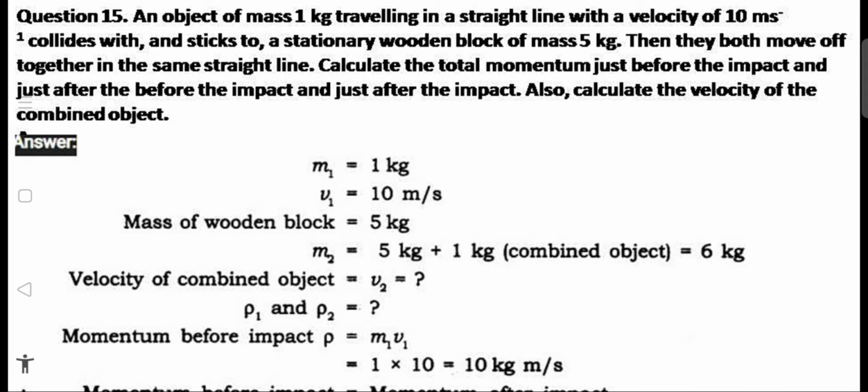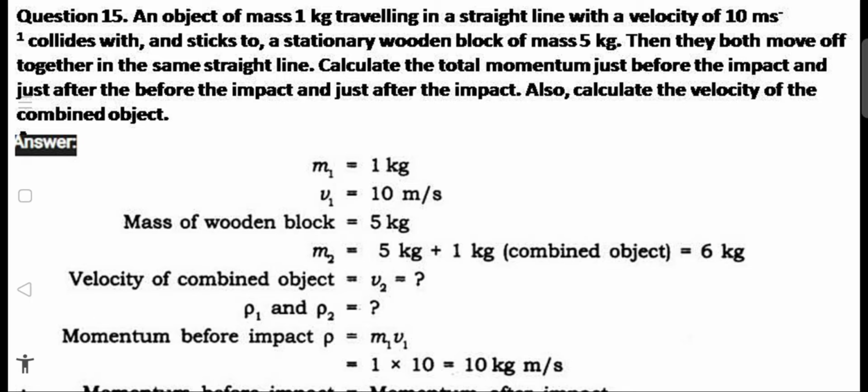Question number 15. An object of mass 1 kg traveling in a straight line with a velocity of 10 meter per second collides with and sticks to a stationary wooden block of mass 5 kg. Then they both move off together in the same straight line. Calculate the total momentum just before the impact and just after the impact. Also calculate the velocity of the combined object.